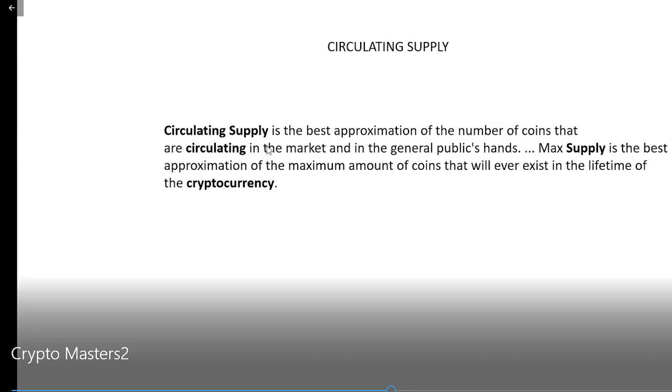Circulating supply. All right, this is the best approximation of the number of coins that are circulating in the market and the general public's hands. Max supply is the best approximation of the maximum amount of coins that will ever exist in the lifetime of the cryptocurrency.